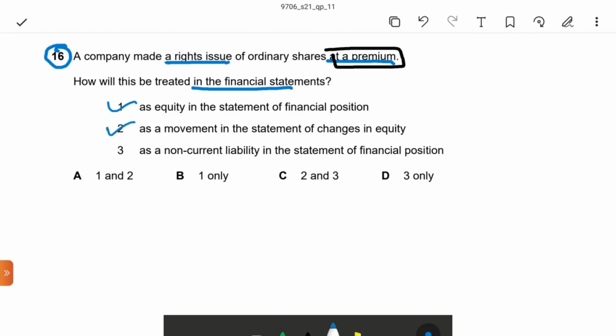Third, as a non-current liability in the statement of financial position. When the company issues the rights issue, there is no liability. The capital increases, cash increases, and when they are issuing at a premium, the premium increases. So it is not affecting the liabilities in the financial statement. So the correct answer is options 1 and 2. So A is the correct answer.